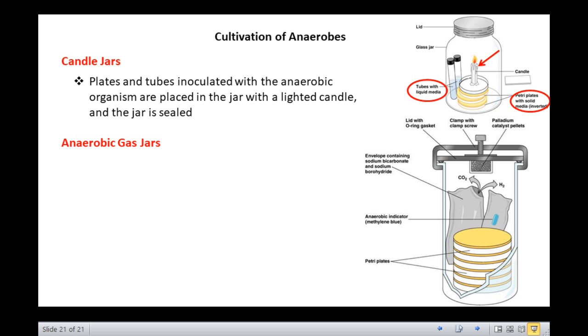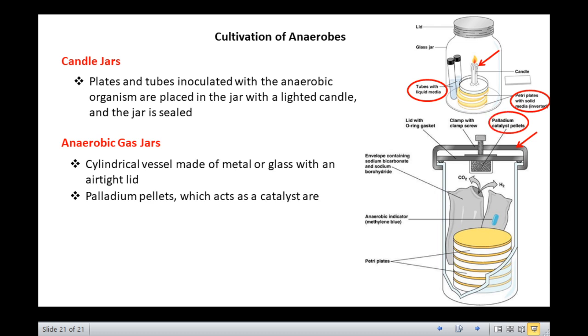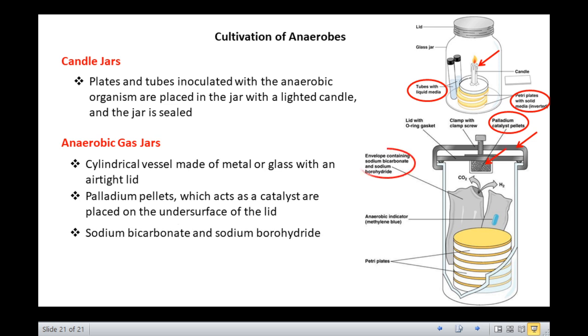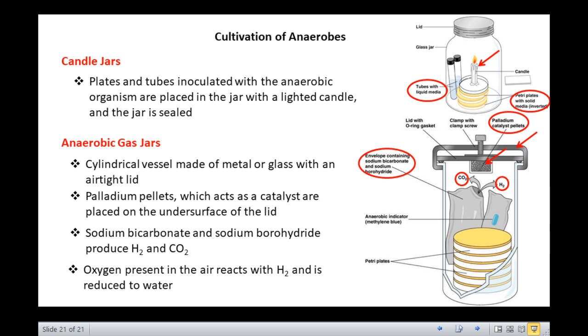The anaerobic gas jar is a cylindrical vessel made of metal or glass with an airtight lid. As can be seen in the figure, palladium pellets which act as catalyst are placed on the underside of the lid. A packet containing sodium bicarbonate and sodium borohydride is placed in the chamber which reacts with the moisture to produce hydrogen and carbon dioxide. Oxygen present in the air reacts with hydrogen and is reduced to water. This reaction is catalyzed by palladium. Thus, the air inside the chamber is devoid of oxygen and becomes anaerobic. This is indicated by indicator strips which change the color when the conditions inside the chamber become anaerobic.